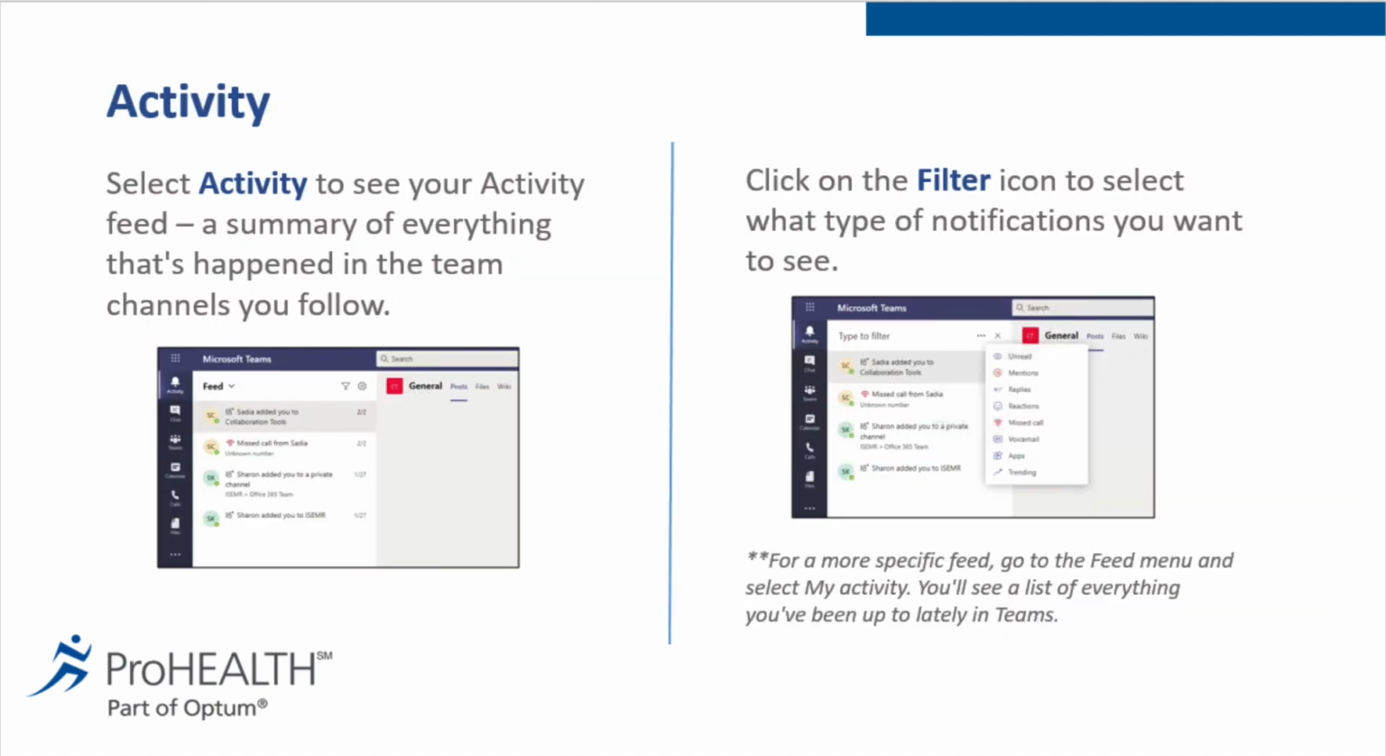Activity. Select Activity to view your activity feed, a summary of everything that's happened in the team channels that you follow. Click on the filter icon to see what type of notifications you want to see, whether that's unread, responses, reactions, etc. For a more specific feed, go to the feed menu and select My Activity. You'll see a list of everything you've been up to lately in Teams.